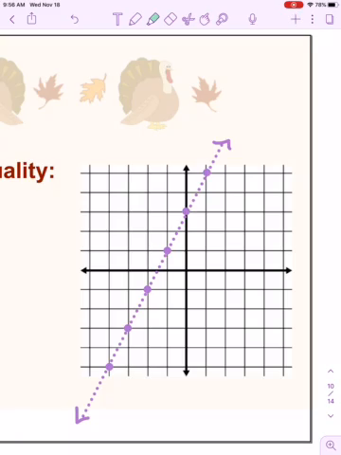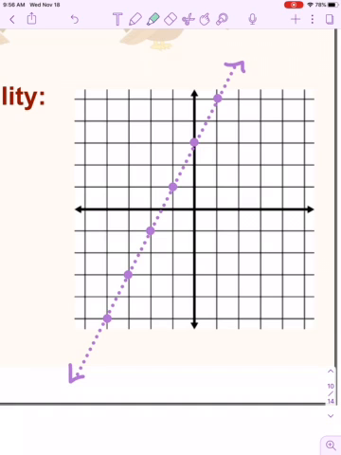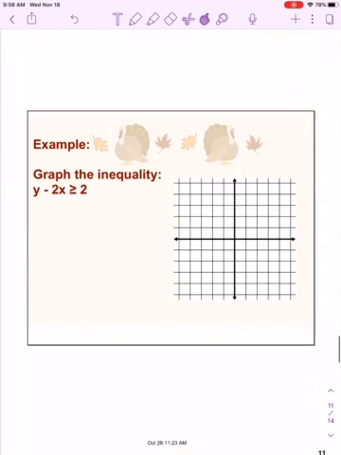And we still have to shade. And this one is above, so again, where the sky would be if I were walking up the hill is this way. So this is my above, so this is where I shade, up here. And then that's it.